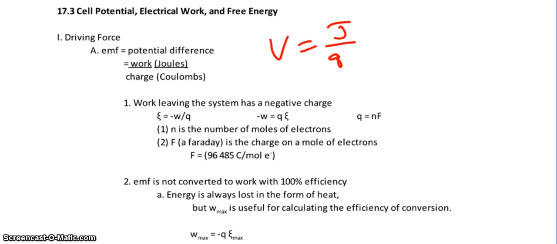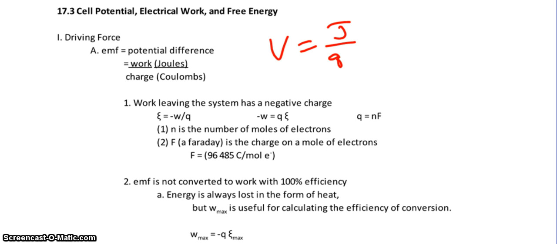So we talk about work leaving the system having a negative charge. So like our battery, what kind of battery are we going to have? We're going to have a negative charge. So what's happening here? We define that little squiggly E, the same thing as a capital E, as negative work over coulombs. Rearranging the equation, negative work equals coulombs times the cell potential. And that coulombs is equal to n times F. n is your number of moles of electrons you get from your half reactions. And F is a constant. It's called a Faraday. And it's defined as 96,485 coulombs per mole of electrons.